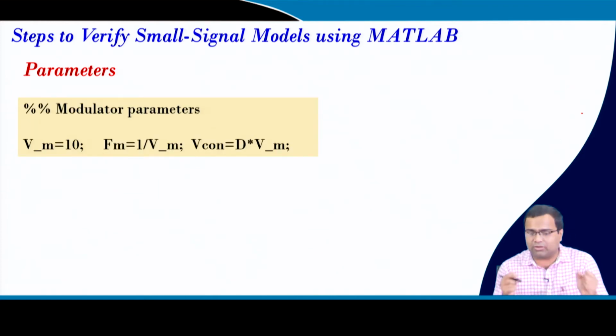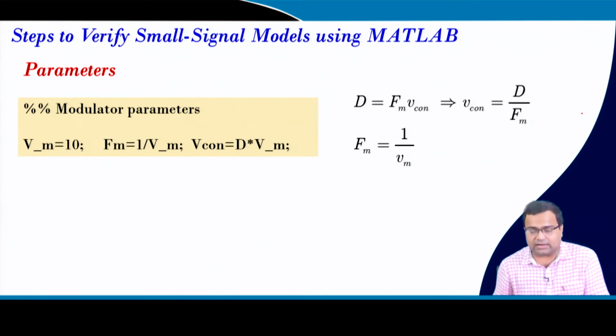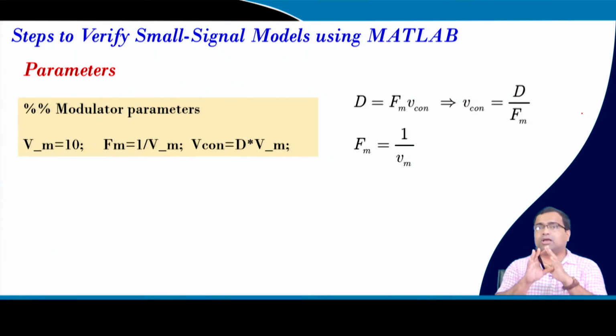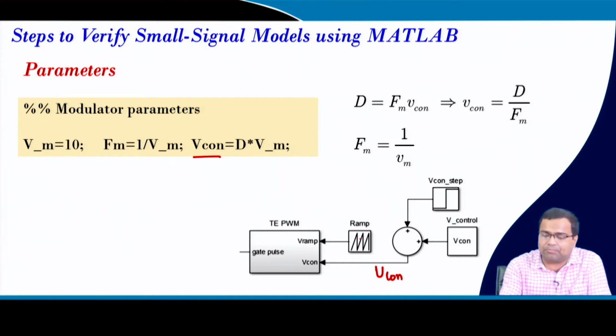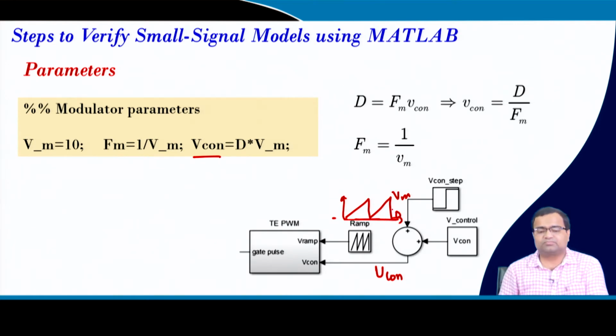Here what we want to show is the modulator. What is the modulator? Even though you are using open loop, in order to generate the duty ratio we are using a control voltage, which is compared with a sawtooth waveform. This is my control voltage, and this is my sawtooth waveform, which has a peak value Vm and a minimum of 0. In this case I set Vm equal to 10 volt.